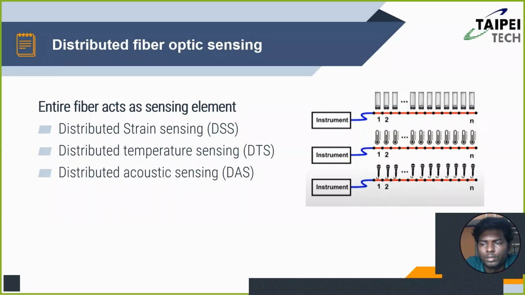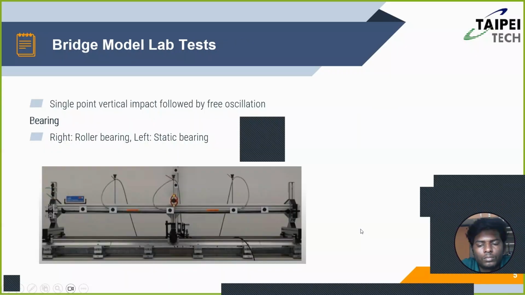Distributed fiber optic sensing. Distributed fiber optic sensing or DFOS is revolutionary here. The entire fiber acts as the sensor, enabling distributed strain sensing, distributed temperature sensing, and distributed acoustic sensing. This makes monitoring large structures much more efficient and cost effective.